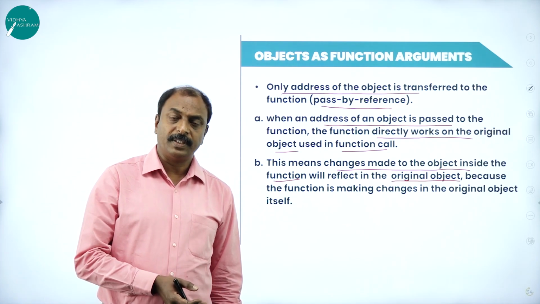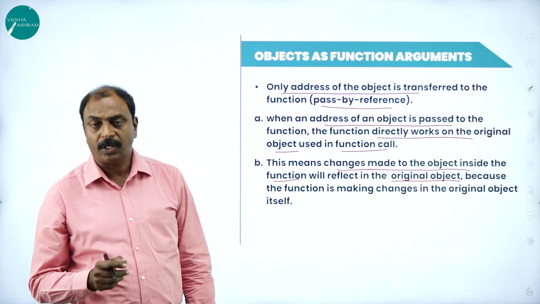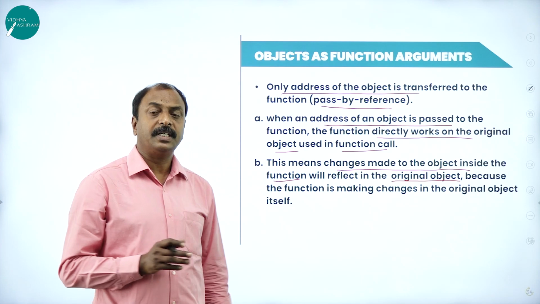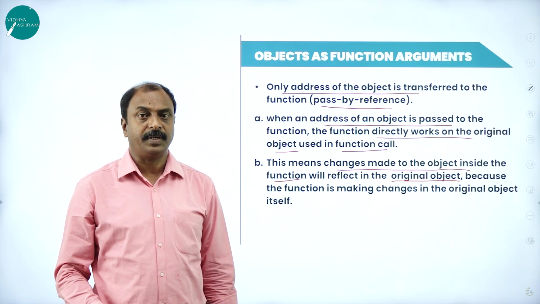In the pass by value method, the function works with the copy of the object, so it doesn't have an impact on the original data or original value.